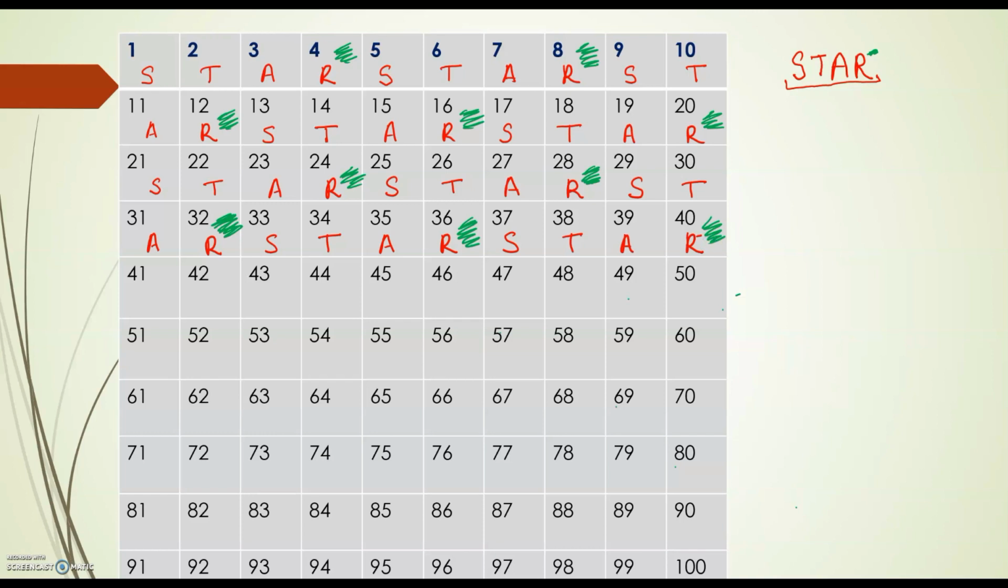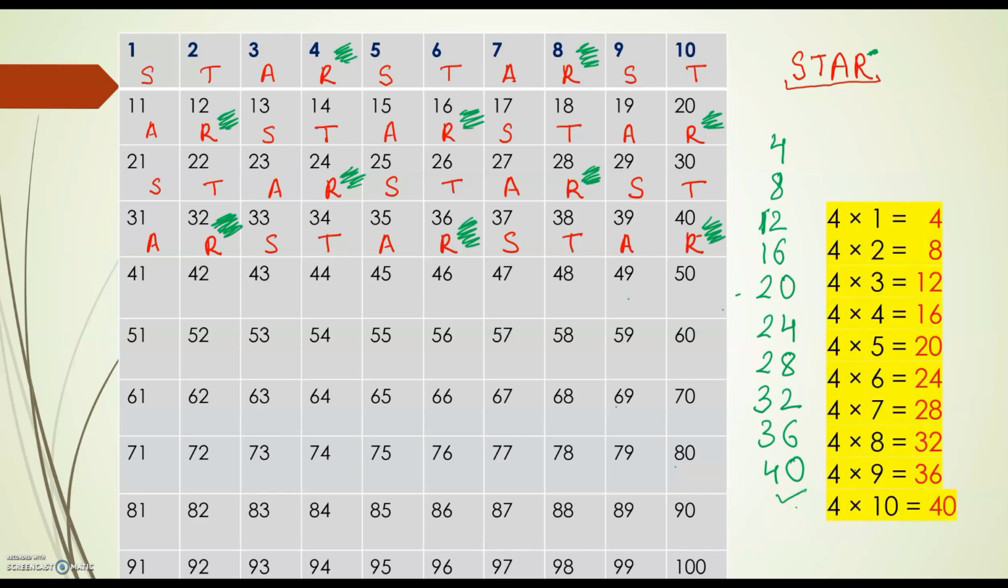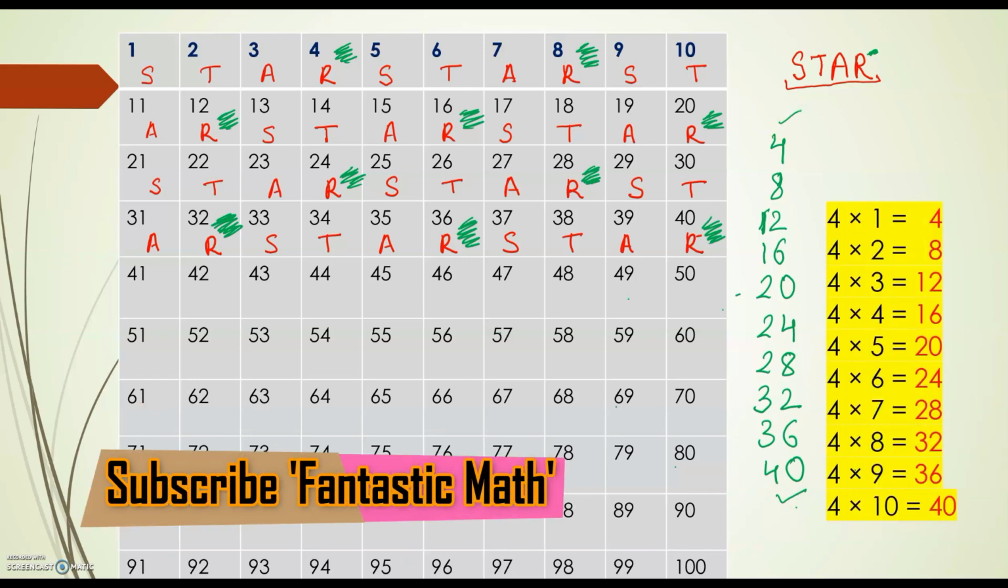You can color it properly. Here I just marked the boxes. So which numbers have we colored? 4, 8, 12, and then 16, and 20, then 24, then 28, 32, 36, and 40. And see, this is our 4 times table. We made the 4 times table with this game.